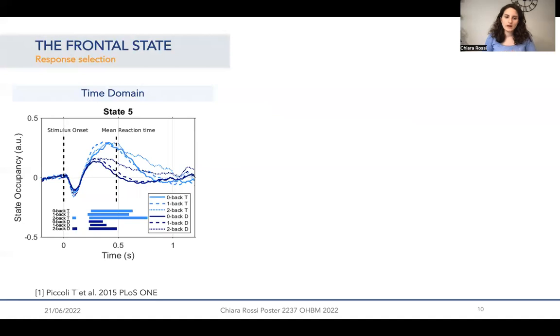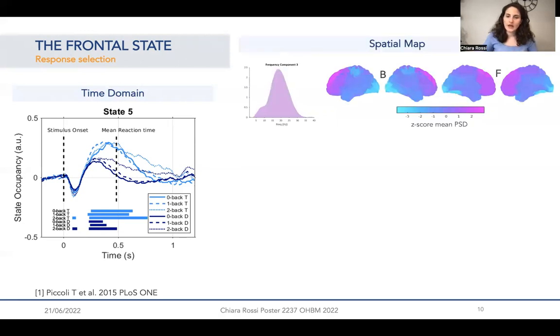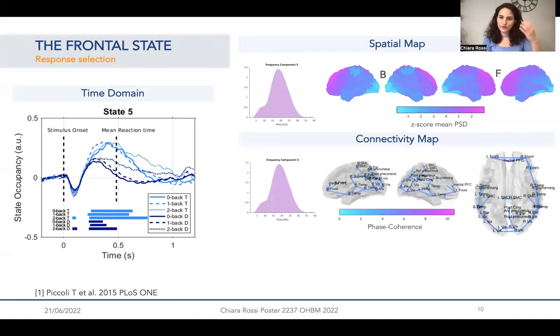The last state that I propose is a state that activates between 250 and 600 or 700 milliseconds, and is much more activated in target trials rather than distractor. As we see by the spatial map, it's characterized by broad frontal regions whose power is focused in the beta band, and the connectivity map is much broader and involves frontal regions as well as the sensory motor cortex and other parietal regions. Regarding the role, because of the timing of activation, and because this state is engaged much more in target rather than distractor trials, we interpret this state as a manipulation and response selection state. This is also because the dorsolateral prefrontal cortex is involved.